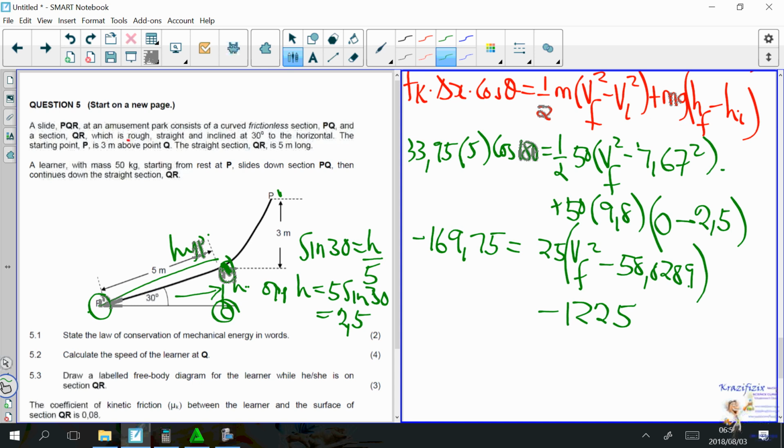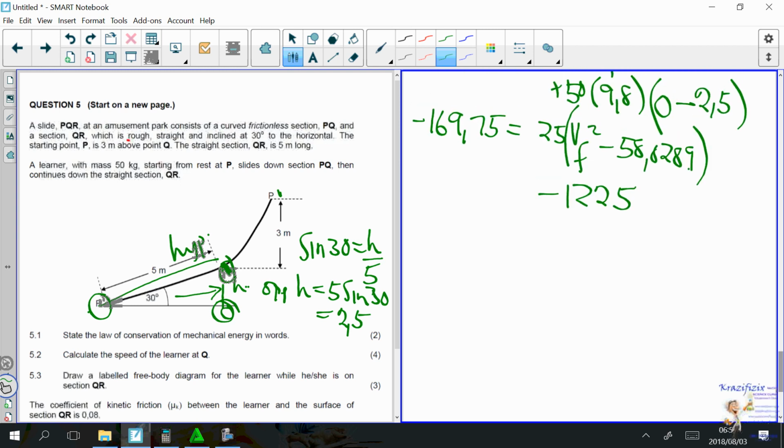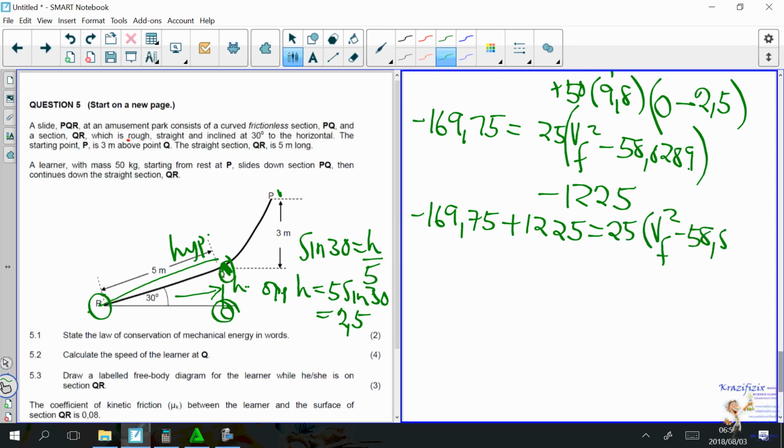If you write this down on a straight line, it becomes very easy. I'm running out of space. Okay. Now, I can move the negative 1225 to the other side, and it becomes positive. All right. I'm going to have positive 1225 equals 25 VF squared minus 58,8289. Now, what would that give us?